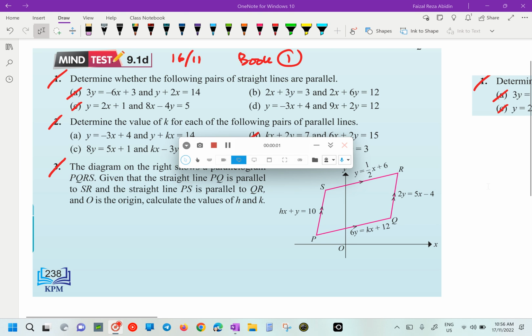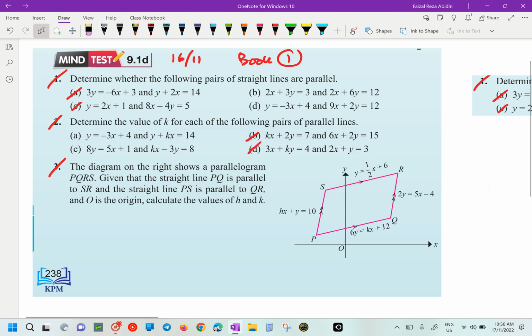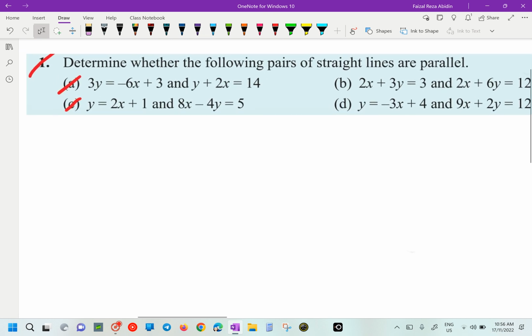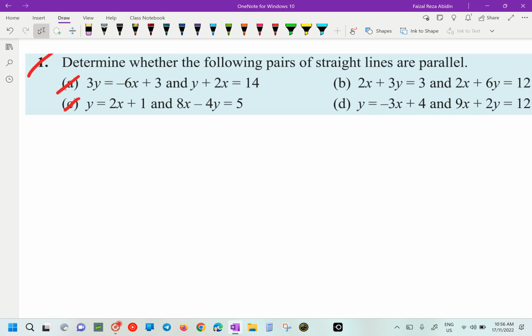Look into your textbook, page 238. Okay, so we are going to have over here number 1. Determine whether the following pair of straight lines are parallel.